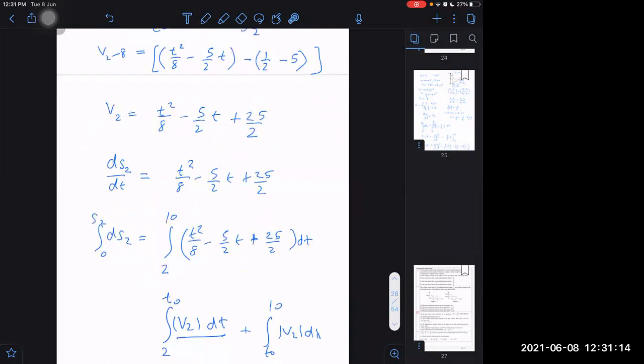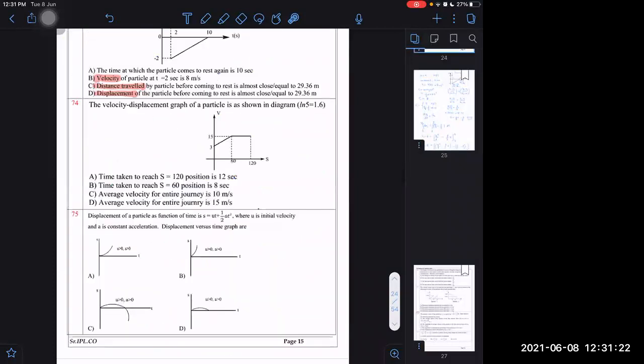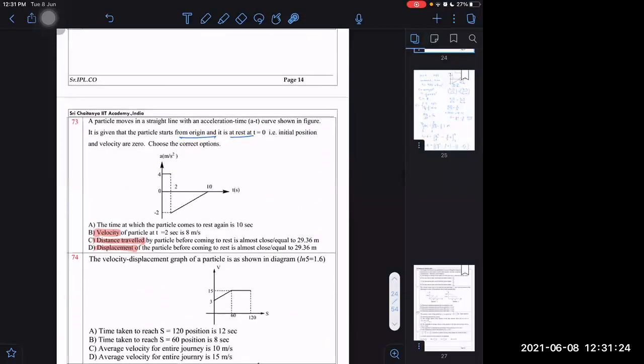Are we getting any time interval for which velocity becomes 0 in between? Let us see the answers. Velocity of the particle at t equal to 2 seconds, easiest to answer. We know already. Answered. What about A? Time at which particle comes to rest again? No, wrong. Acceleration is 0, but particle may not come to rest.